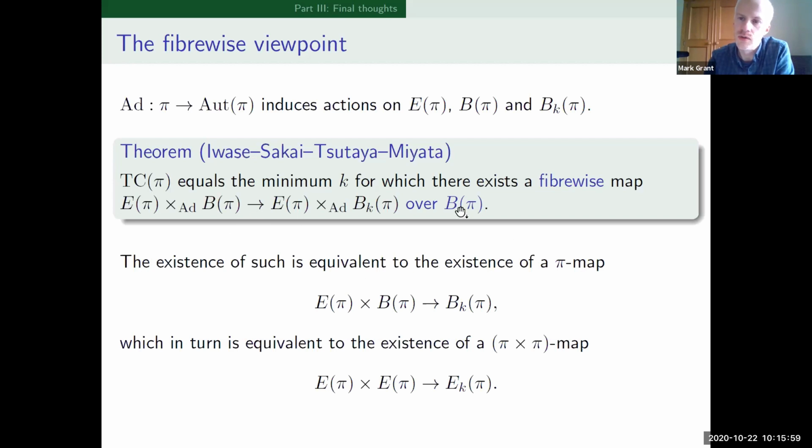So I got a bit excited when I understood this and thought maybe we can say something in terms of equivariant category. But it turns out that the existence of such a map is equivalent to a pi map from E pi cross B pi to BK pi. But then you pass to the cover, and this is equivalent to there being a pi cross pi map from E pi cross E pi to EK pi, where this is isomorphic to E pi cross pi. So it unravels to the original proposition of Michael.